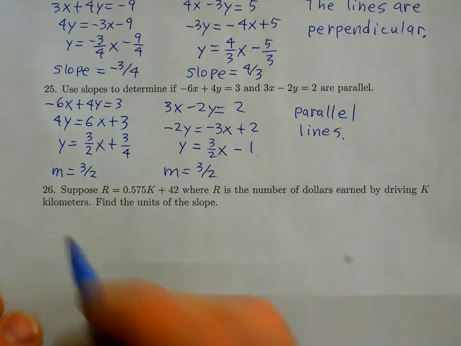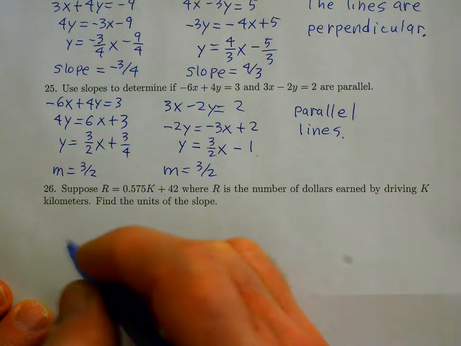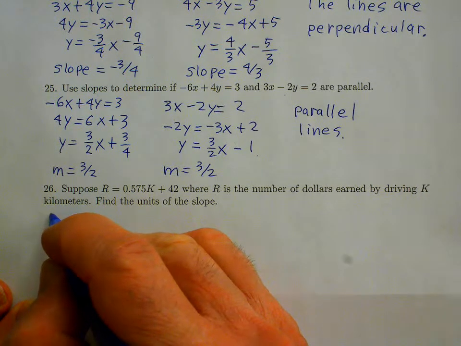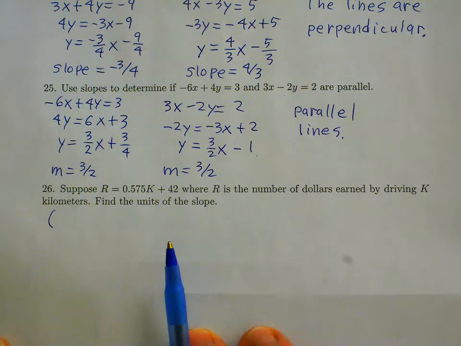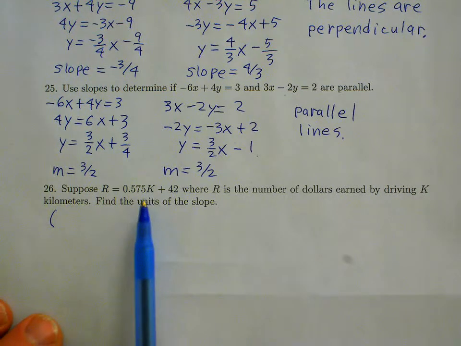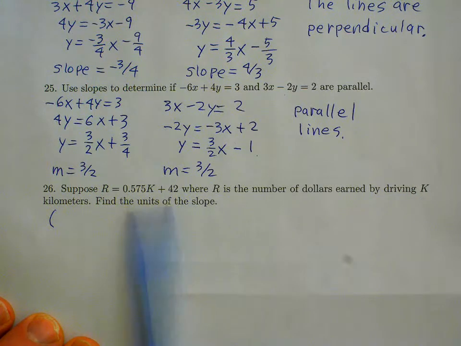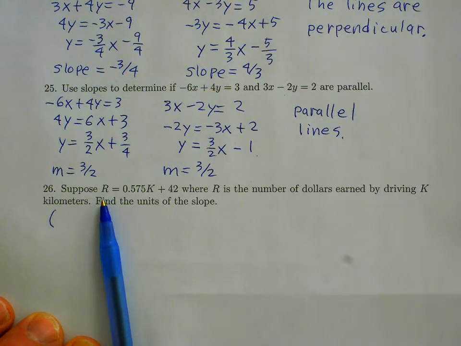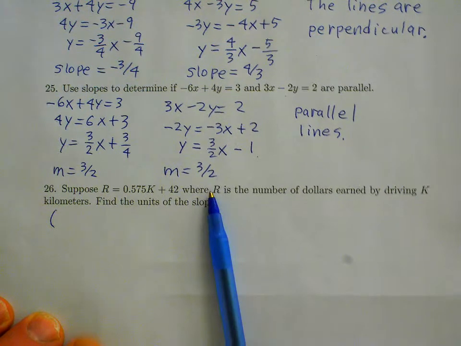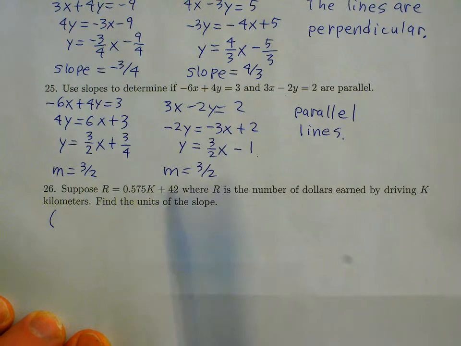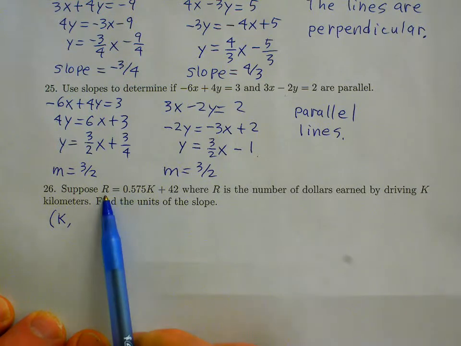Okay, we're used to thinking of slope in terms of X and Y. But we're not using the variables X and Y, we're using the variables K and R. So think about what this equation would look like if we were using X and Y. We would normally write it as Y equals M times X plus B. So instead of X, we're using K. So that will be our first coordinate, and instead of y, we're using r.